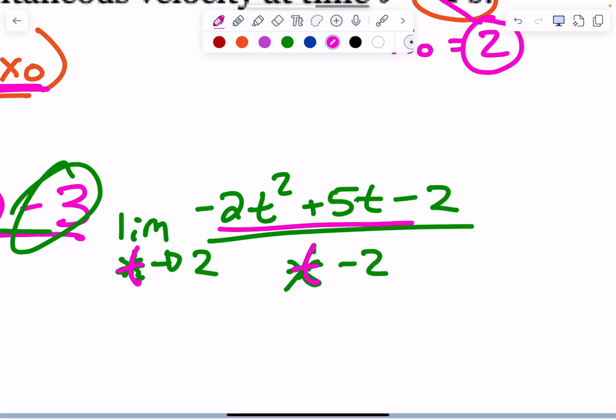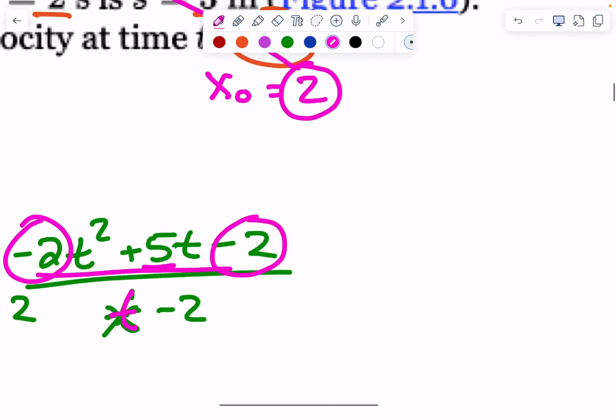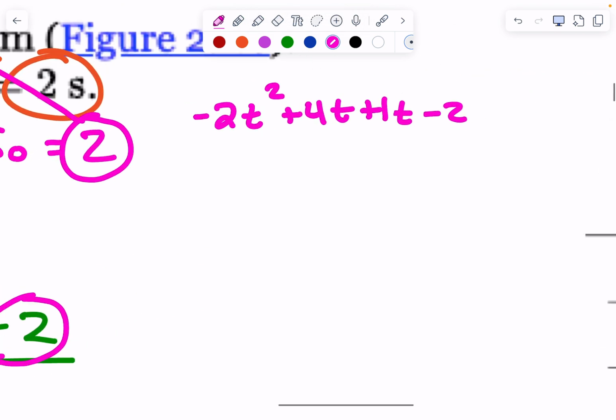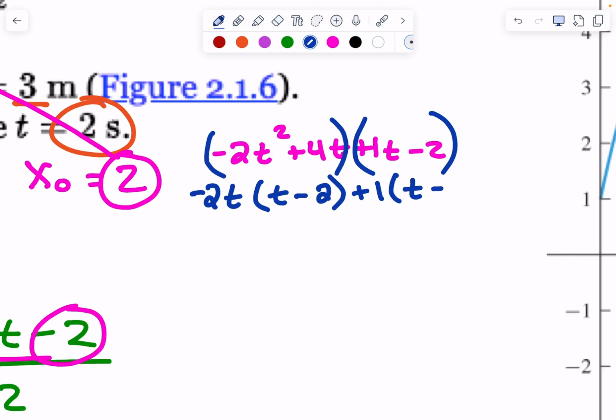So this is a complex trinomial. Let's figure it out. Negative 2 times negative 2 is positive 4, and we need numbers that multiply to get 4 and add to get 5. So negative 2t just stays, minus 2 stays, plus 4t plus 1t. Now I'm going to group. What do you pull out of the first piece? Negative 2t, and leftover is t minus 2. The second piece? Positive 1, and leftover is t minus 2.